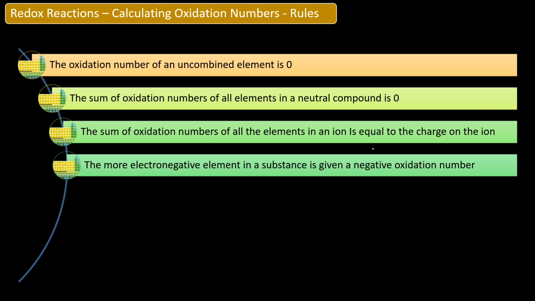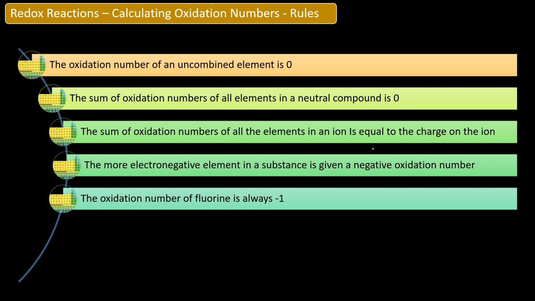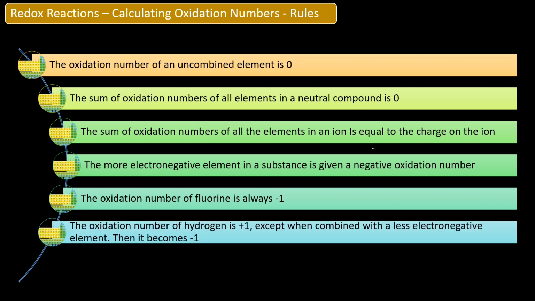Always the most electronegative element in a substance is given the negative oxidation number, and that's the reason why the oxidation number of fluorine is always -1. That is because fluorine is the most electronegative element in the periodic table. The oxidation number of hydrogen is always +1, but there is one exception here. If hydrogen is bonding to a less electronegative element, then the oxidation number of hydrogen becomes -1.